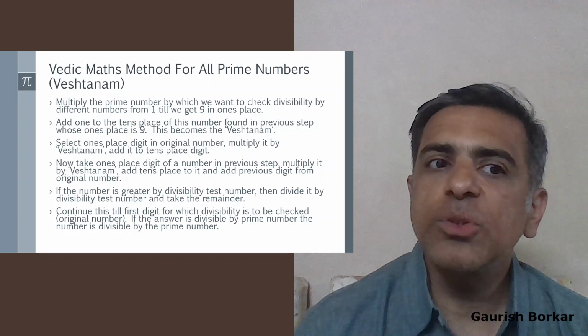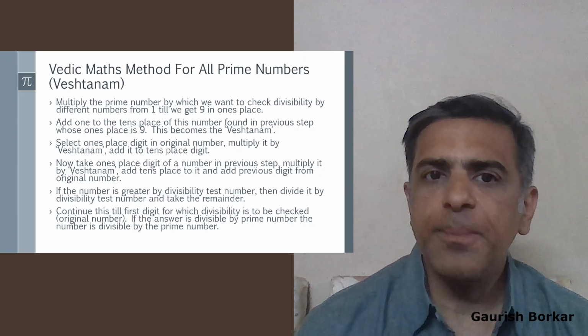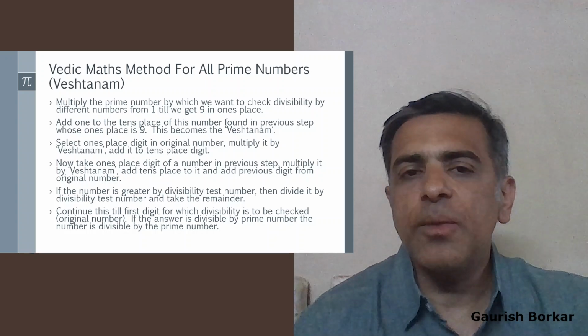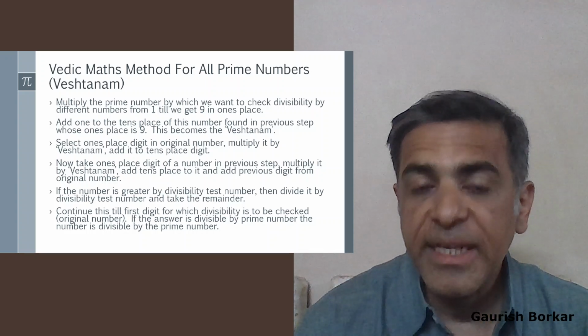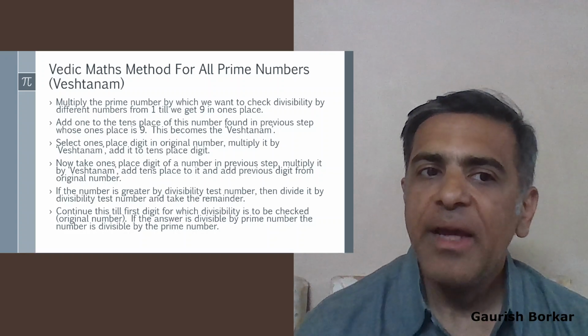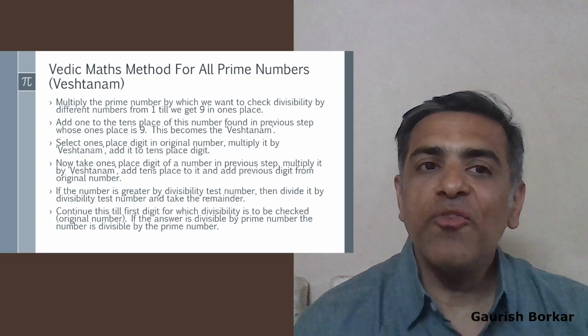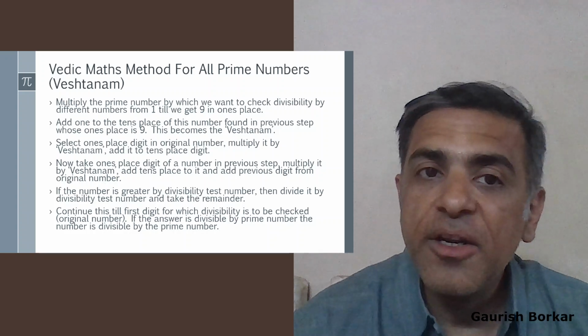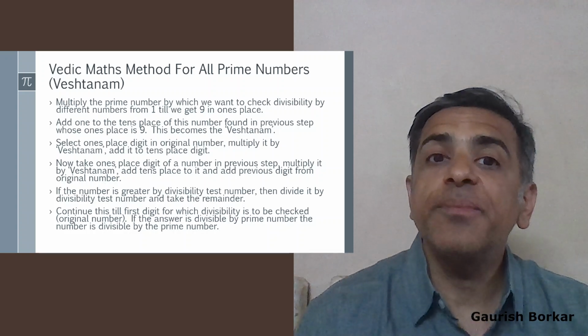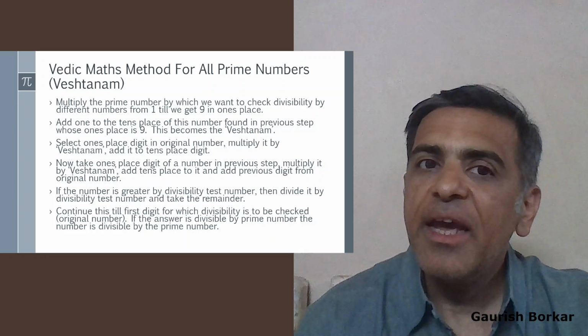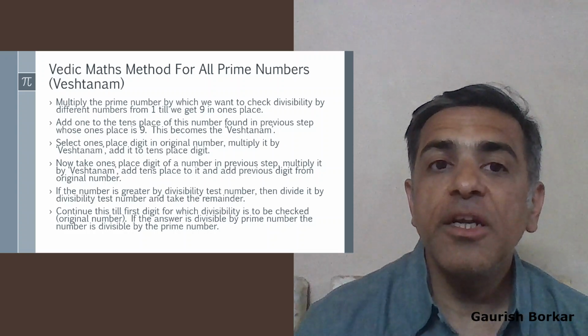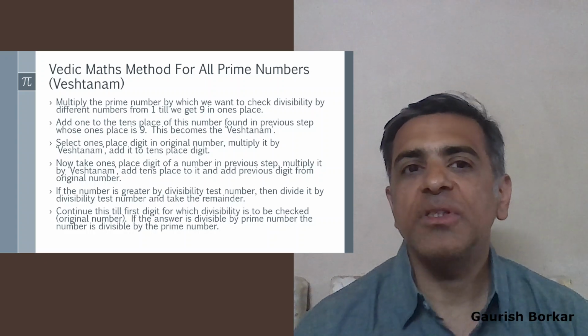These are the first two steps, and the rest of the steps that we learnt in the previous example shall be followed as it is. Now we will apply this method to divisibility by 13 and divisibility by 17, and see how simple the divisibility checks for prime numbers are.